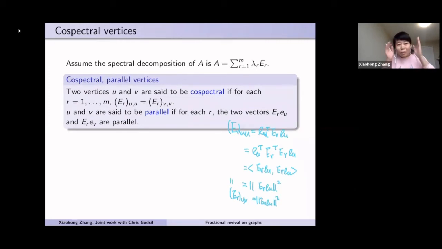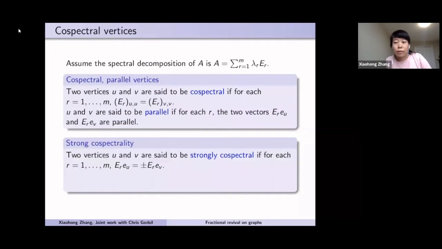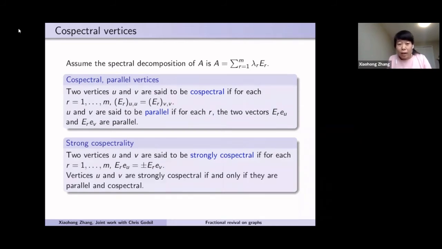So the two columns have the same norm and they are parallel to each other. Furthermore, they are real vectors. So the scalar can just be positive one or negative one. So when parallel and the cospectrality both happen, we know the two vectors are related like that. When this happens, we see the two vertices are strongly cospectral. And in fact, strong cospectrality is equivalent to when the two vertices are both parallel and cospectral.